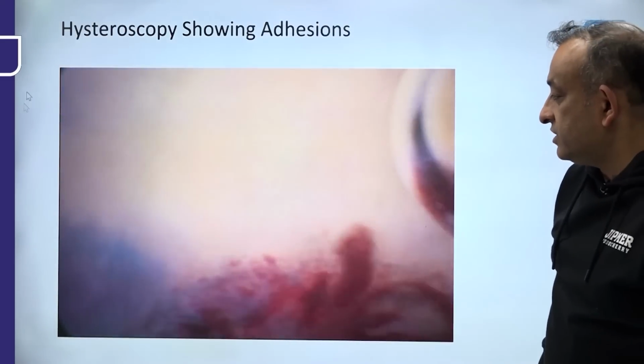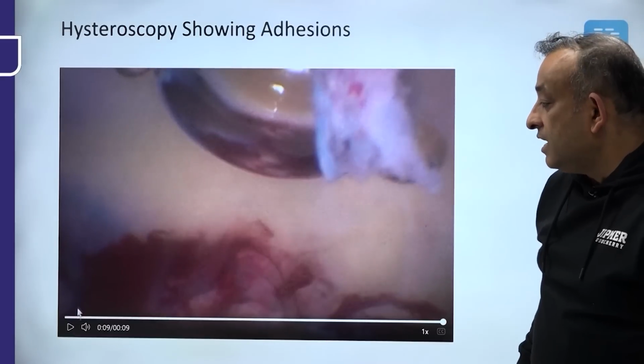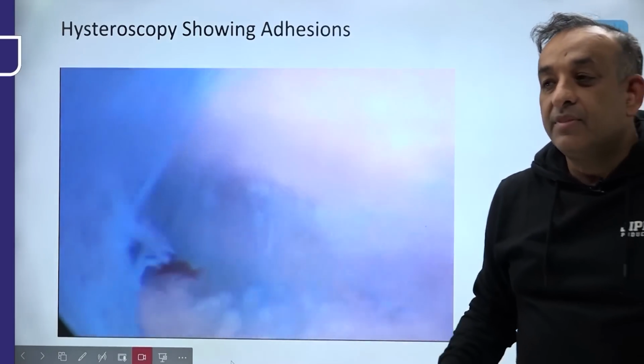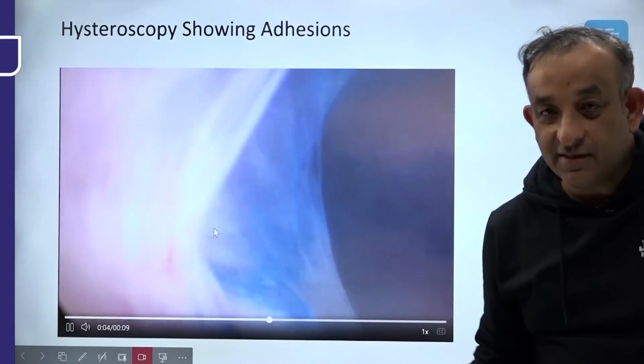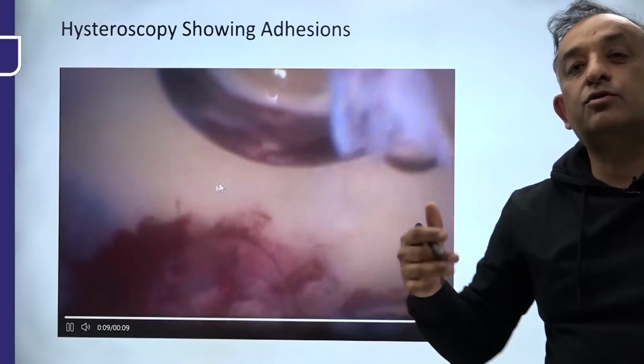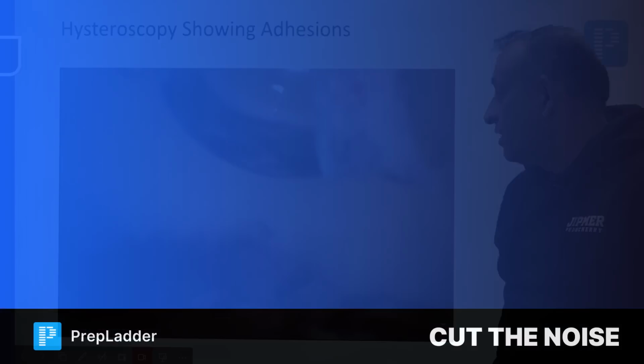So these bands of adhesions are best seen on the hysteroscopy, and when I'm doing the hysteroscopy and seeing these bands of adhesion, this is also the best time to remove them. So that's why the best treatment of Asherman syndrome is a hysteroscopic adhesiolysis. All right.